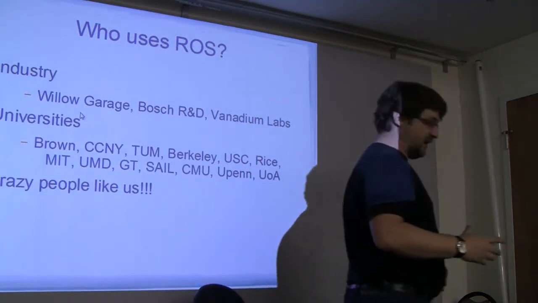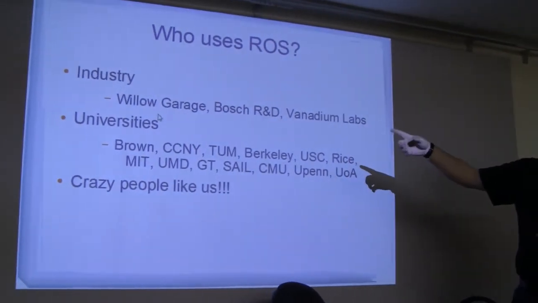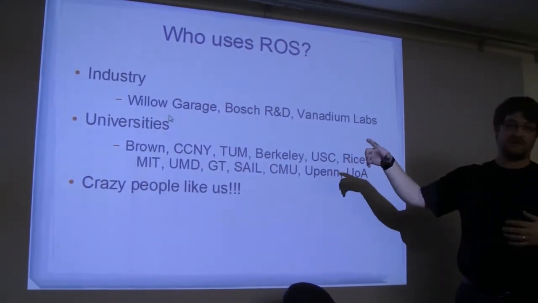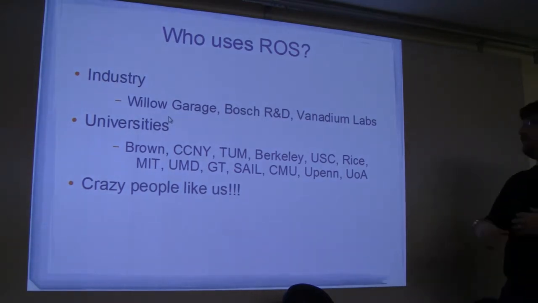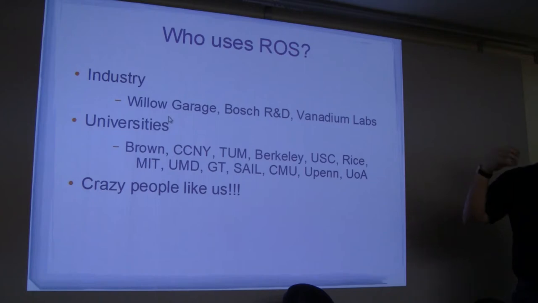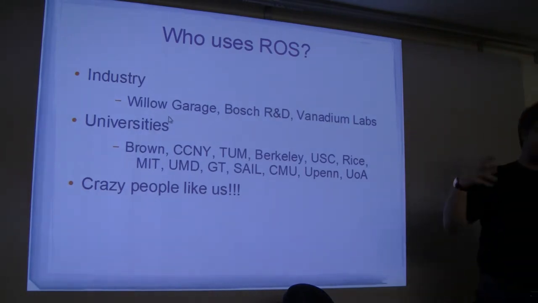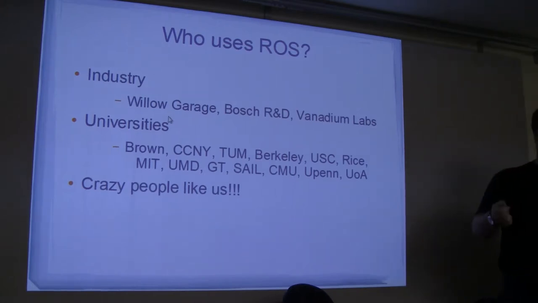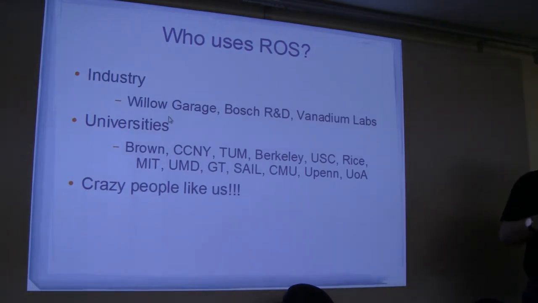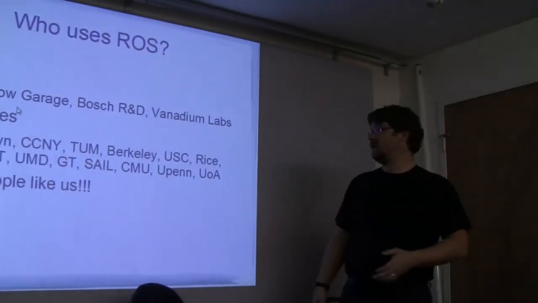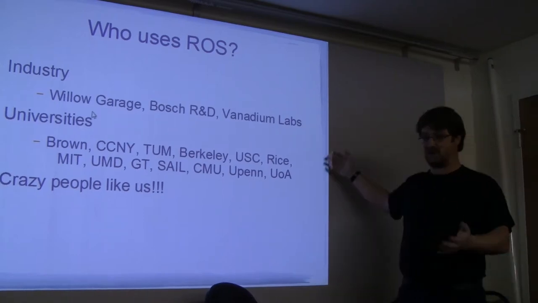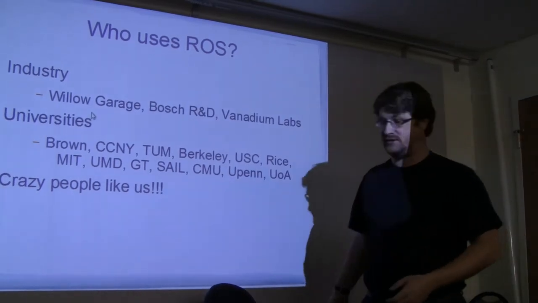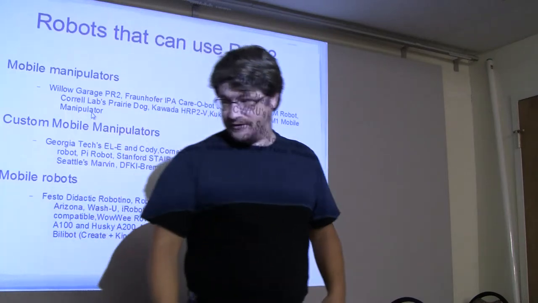So this covers who uses ROS. In industry, Willow Garage and Bosch actually use ROS in their manufacturing process for the control of the electronic arms and those types of things. Vanadium Labs is a big arm manipulation and robotics company that actually manufactures using ROS as its base platform for controlling the manufacturing environment and the robots. Universities are using it here too. You can recognize a few of those names, MIT, Berkeley, those types of things, and crazy people like us that want to do some cool stuff.